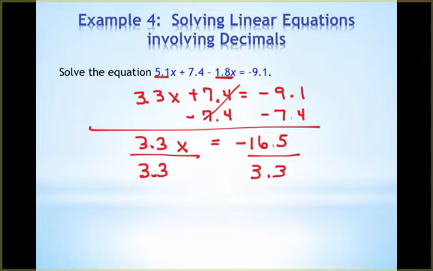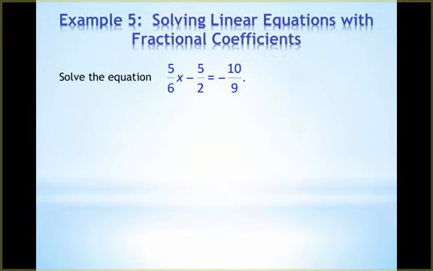3.3 divided by 3.3 is just 1x, and negative 16.5 divided by 3.3 would be negative 5. So my solution is that x should equal negative 5. Our next problem is a little more difficult just because we have to work with fractions.